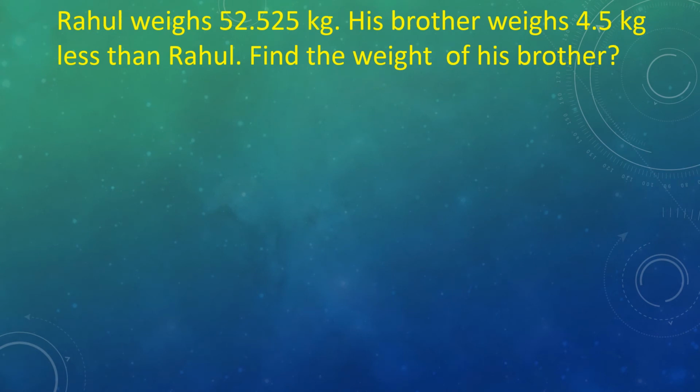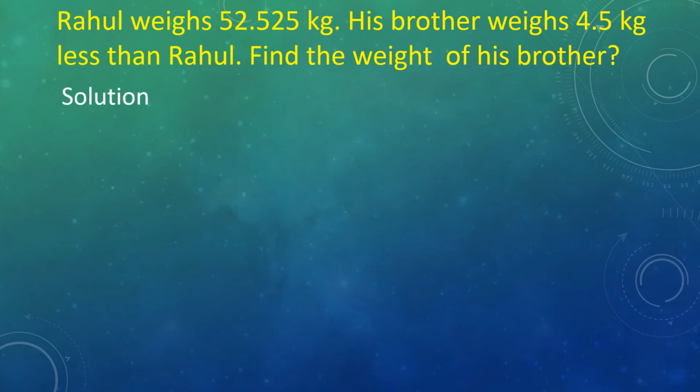Rahul weighs 52.525 kilogram. His brother weighs 4.5 kilogram less than Rahul. Find the weight of his brother. Let's take a simple example. Rahul weighs 50 kilogram. His brother weighs 5 kilogram less than Rahul. Find the weight of his brother. And the answer is yes, 45 kilogram. So what we have to do in this question? Yes, subtraction. Write the solution.